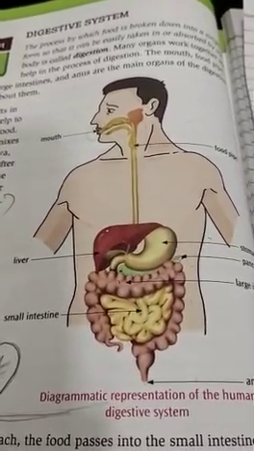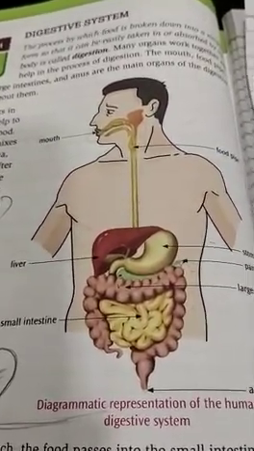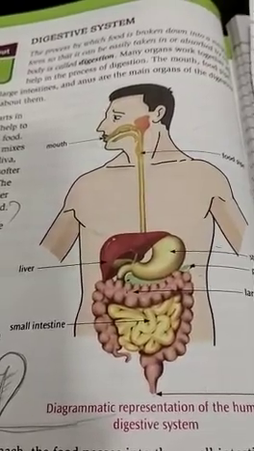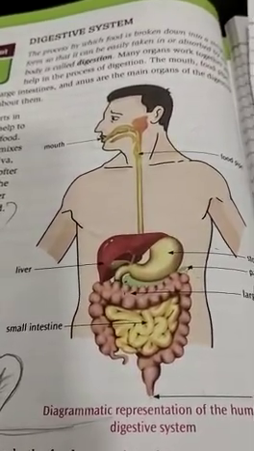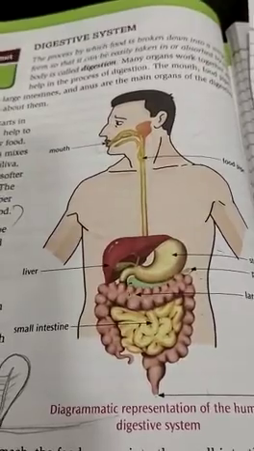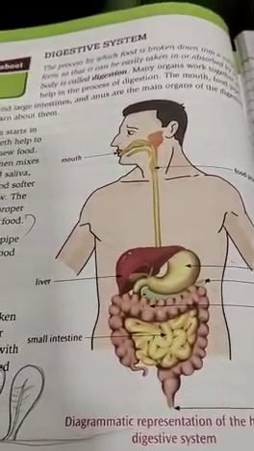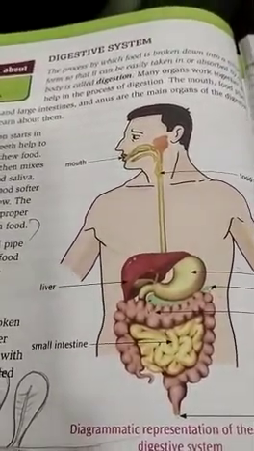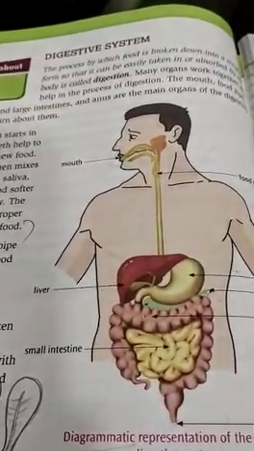The first question is, what is digestion? Digestion is a process in which complex food material is broken down into simpler substances so that it can be easily taken in or absorbed by our body. This is called digestion.